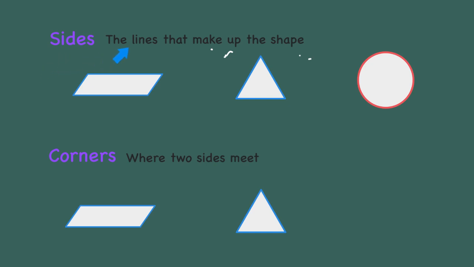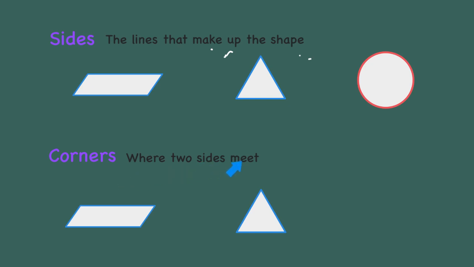Sides. These are the lines that make up the shape. In the first shape, we can see that 1, 2, 3, 4 lines make up the shape. With this one, 1, 2, 3 lines make up the shape. And in this shape, no lines make up the shape.